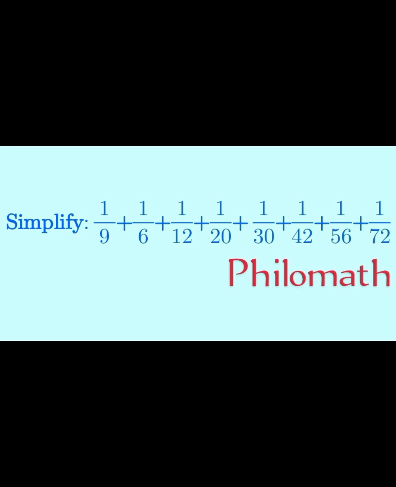Simplify 1 upon 9 plus 1 upon 6 plus 1 upon 12 plus 1 upon 20 plus 1 upon 30 plus 1 upon 42 plus 1 upon 56 plus 1 upon 72. Here we can see that in each term, after the first term, the denominator is the product of two consecutive natural numbers. So we are going to use this to simplify these terms.